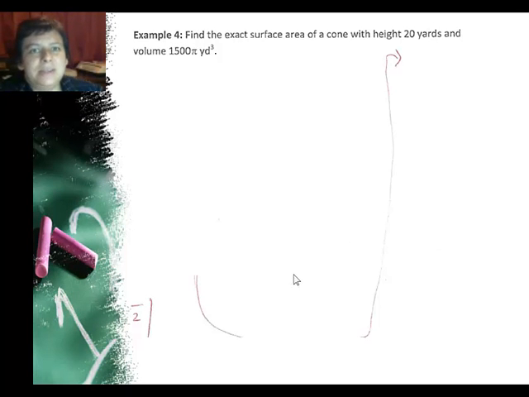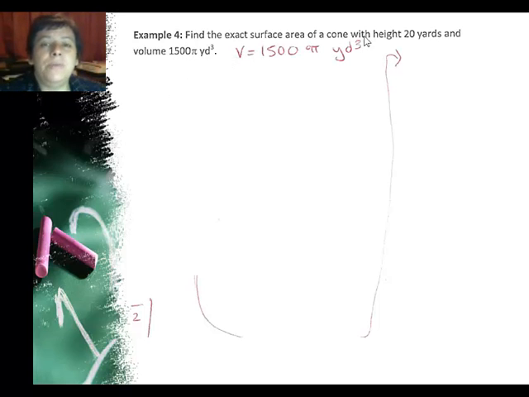Now for our last example, we're going to find the exact surface area of a cone with height 20 yards and a volume of 1,500 pi yards cubed. If you wanted to know what this was as a decimal, you could just multiply this by 3.14. So it's somewhere between 4,500 and 5,000 cubic yards.